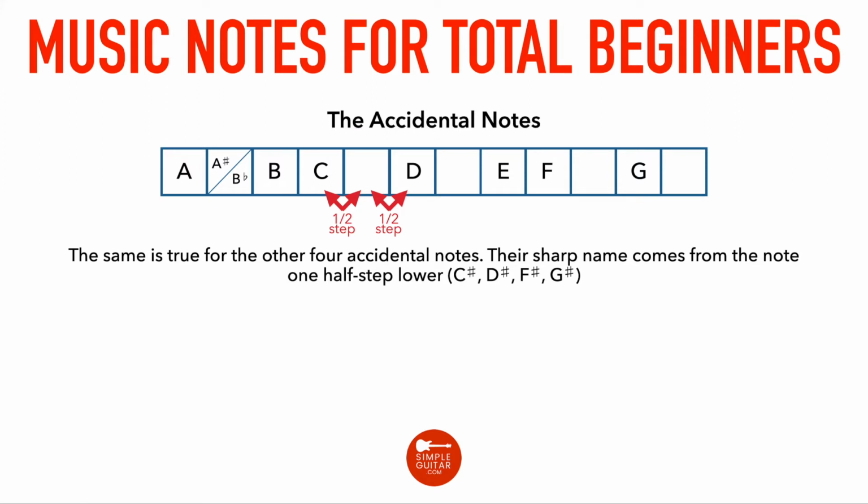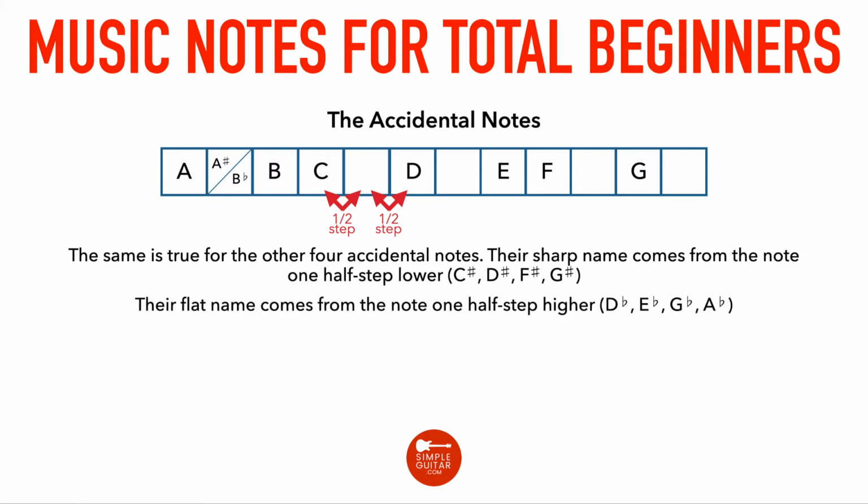Now, the same thing applies for the flats. The flat name is going to come from the note that is a half step higher. If I'm on D, and instead of going two half steps lower to get to C, I go one, then I'm going to have D flat. If I'm on E and I go a half step lower, so I'm between E and D, I'm going to have E flat. If I'm on G and I go a half step lower and not all the way to F, then I'm on G flat. And if I'm on A and I go a half step lower, then I'm on A flat.